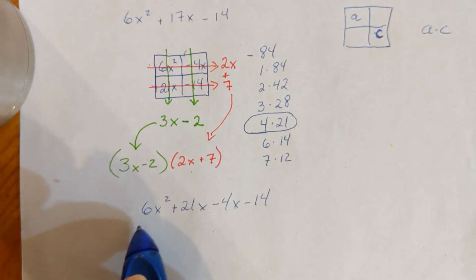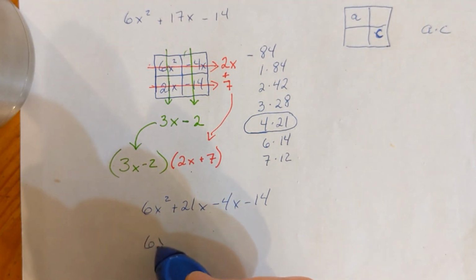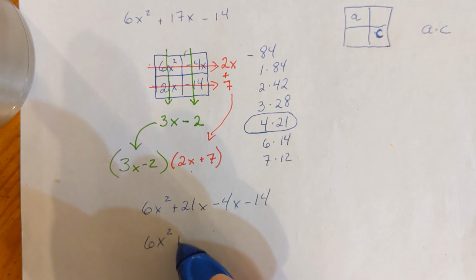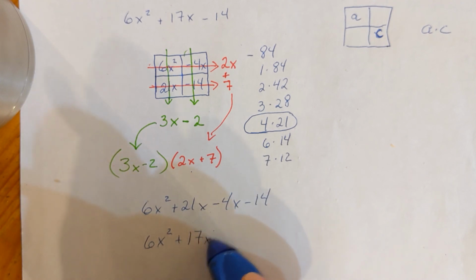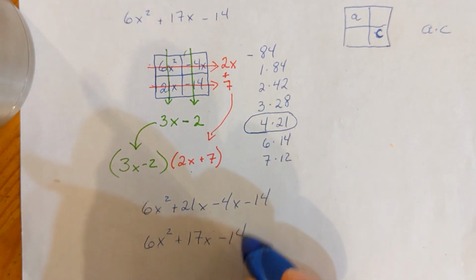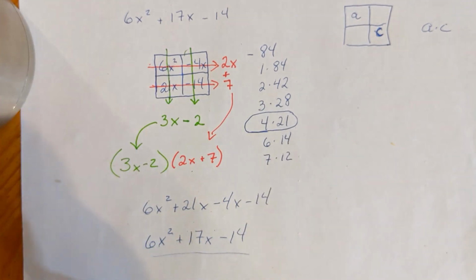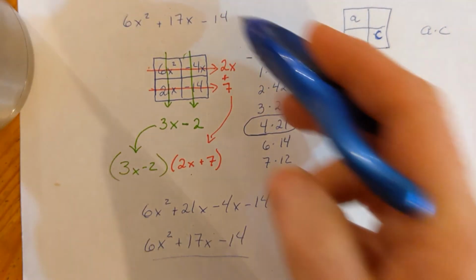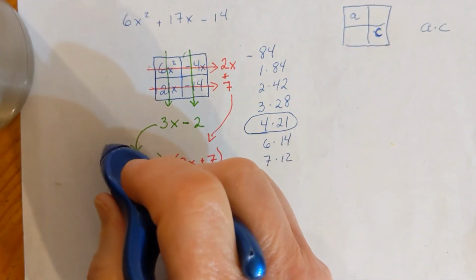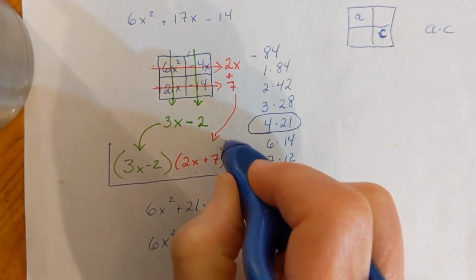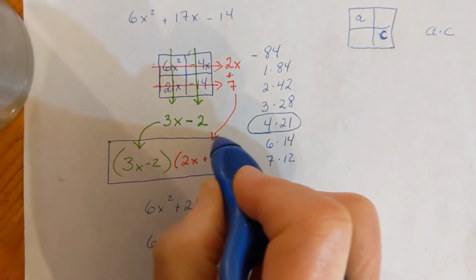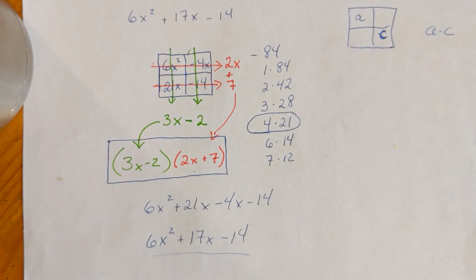When I combine these like terms, I get 6x squared plus 17x minus 14, which is my original polynomial right here. So this is my solution. I hope this helps.